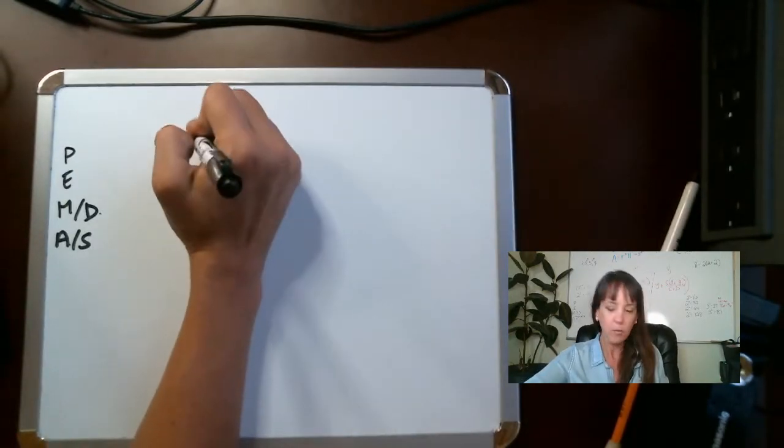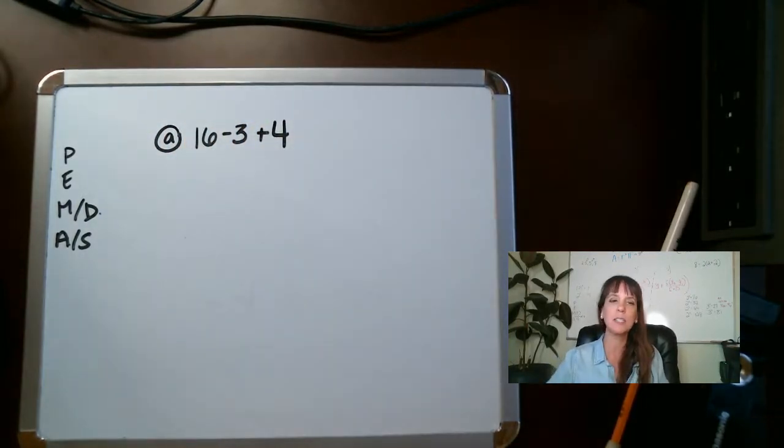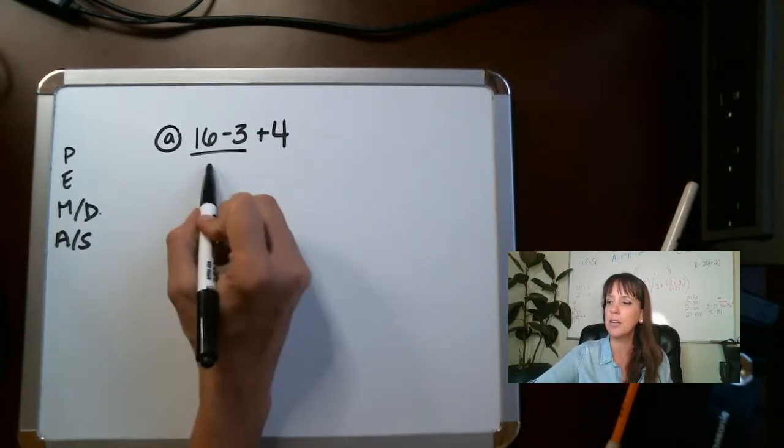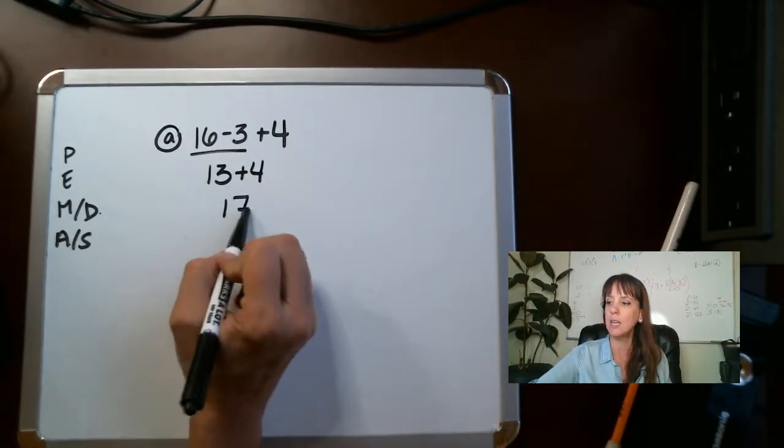So for A, we have 16 minus 3 plus 4. For this, this is the first thing you're going to do, and you get 13 plus 4, we get 17.